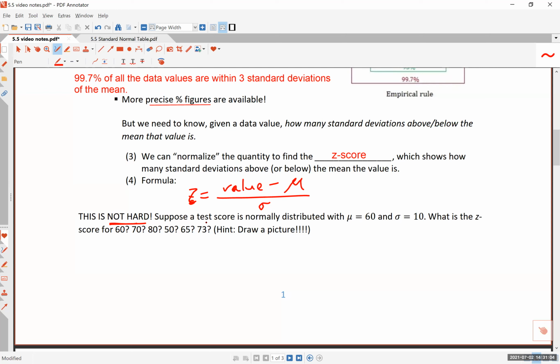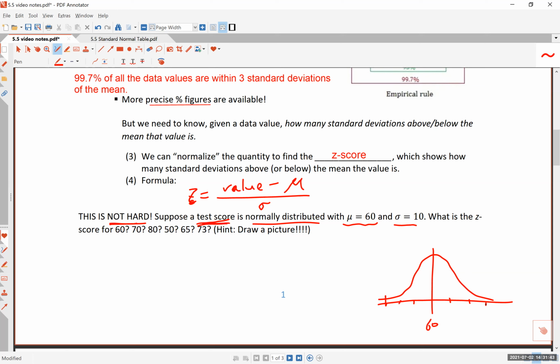Suppose that you have a bunch of test scores and they are normally distributed with mu of 60 and the standard deviation of 10. You know what that means? Let's suppose that this is a nice smooth curve. It isn't, but let's just pretend that it is. What the information given is saying is that mu is 60, so the average or the mean is 60 and the standard deviation is 10.